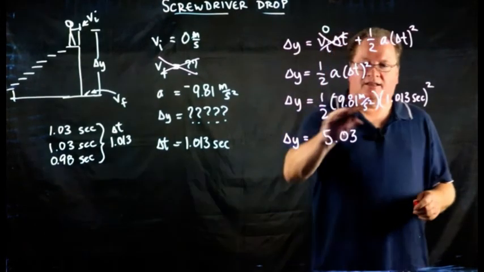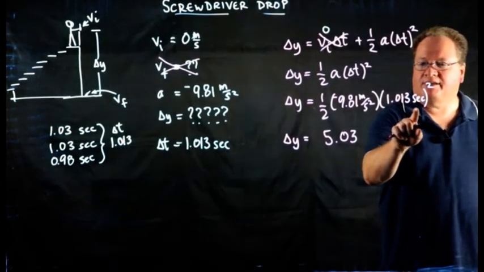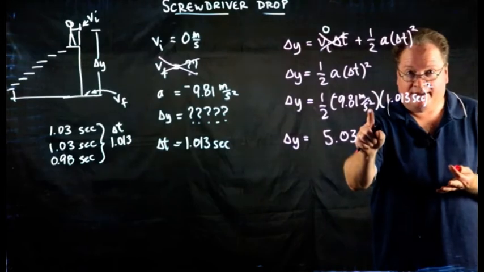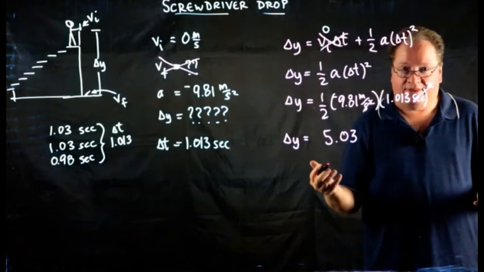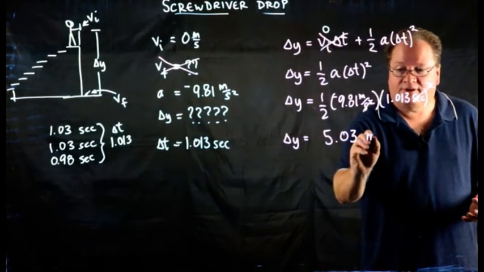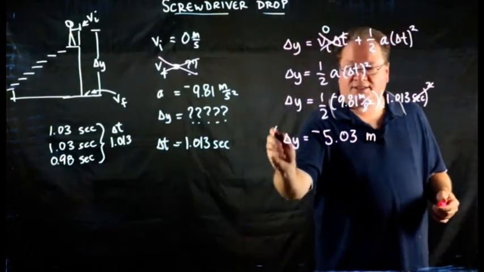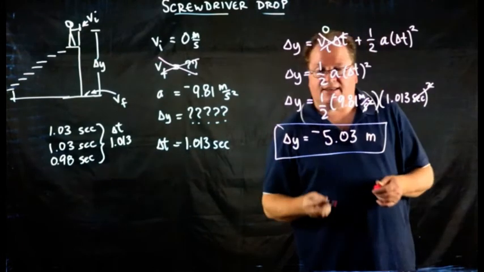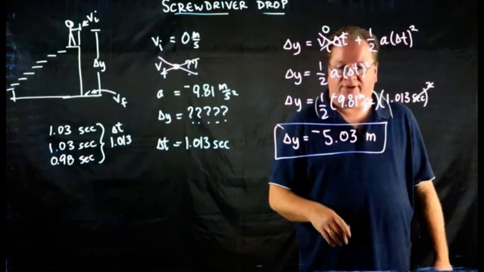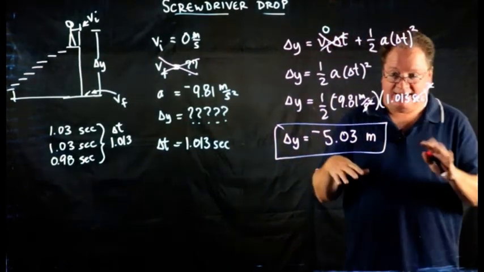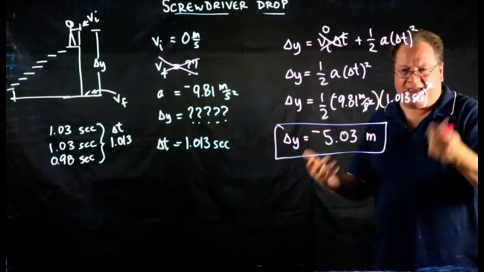5.03. Let's look at units here. When I square this, I get second squared. This has second squared in the denominator. So that means these second squared are going to cancel out those. What am I left with? I'm left with meters. And also, by the way, that's a negative, so it should be. So the answer that I got by taking a few measurements was negative 5.03 meters. All the negative means, you guys, again, is that it's moving downward. It ended lower than it started, which is how the screwdriver behaved.